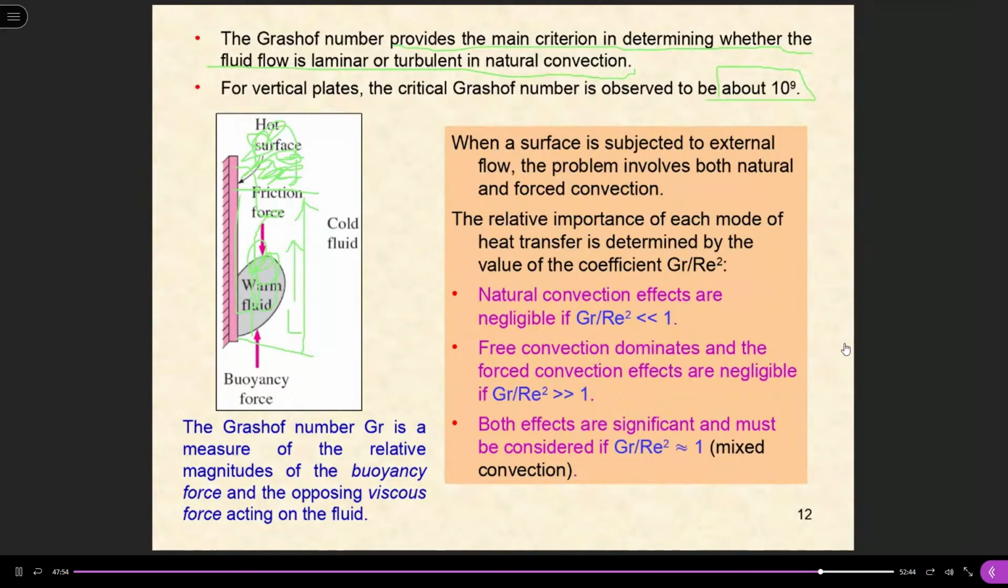The second thing you should know is that in reality, sometimes you have the so-called mixed convection. Imagine you are standing outside. If there's no wind, your body is losing heat only by natural convection. But imagine there is a gentle breeze coming towards your body, then you will have a kind of mixed convection. If the wind is so strong and the buoyancy force is so little in comparison with the forced flow, then you have forced convection.